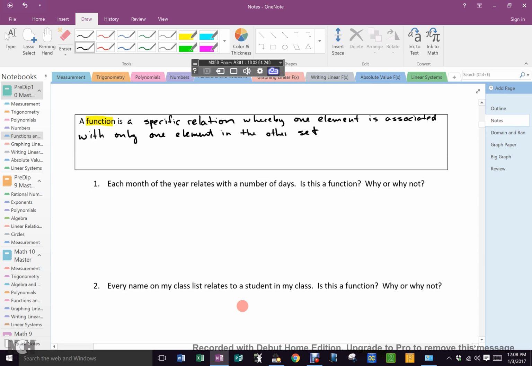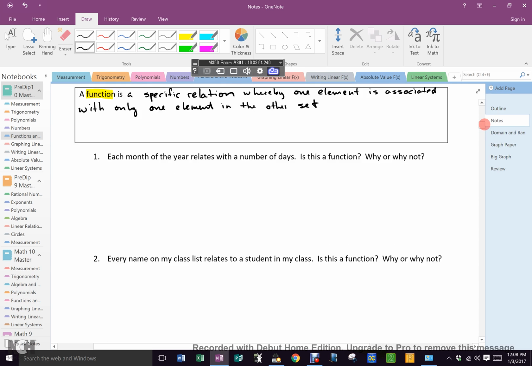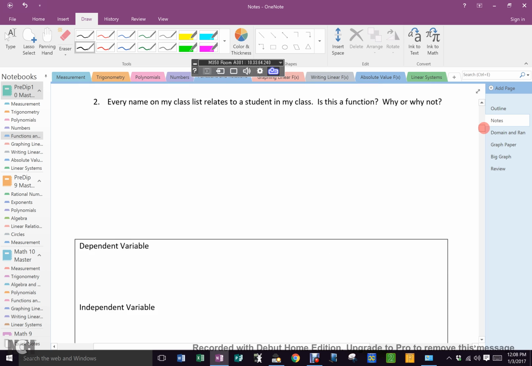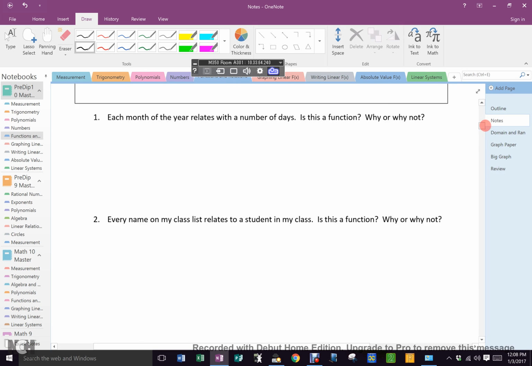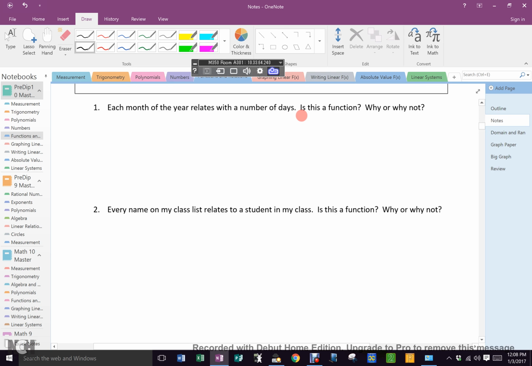So let's have a look at these three examples and see if you guys understand, or two examples. Do you guys have three or two? Okay. Every month of the year relates with the number of days. Is that a relationship? Yeah. What is the first set in that scenario? Set 1 is month.